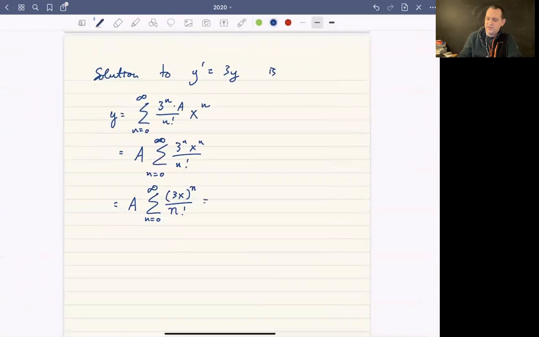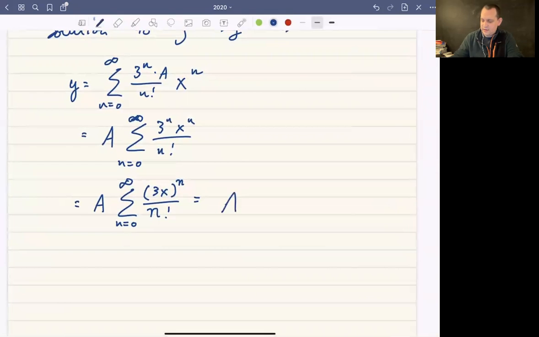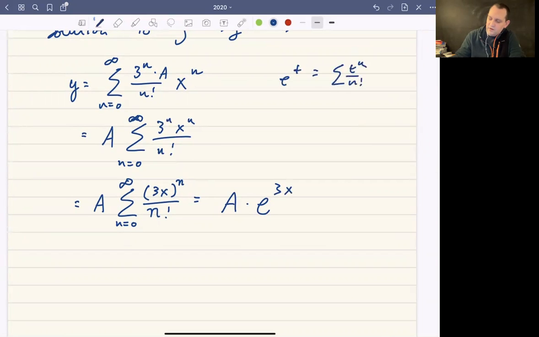Okay, and so this should remind you of the exponential function. This is a times e to the 3x, because we know that e to the t is the sum of t to the n over n factorial, where n goes from 0 to infinity. So our t is 3x, so this is really a e to the 3x. And this confirms what we already knew, right? We knew this like 20 minutes ago. The solution to this differential equation was a constant times e to the 3x.